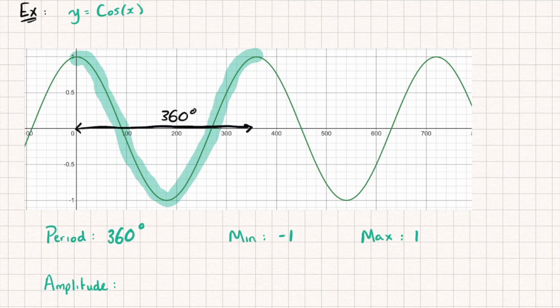And again, if we talk about the amplitude, well, what is the height of the wave from its center line to either its peak or trough? Well, you can see it's also 1, because the center line, if I go up to its maximum, that's a distance of 1.